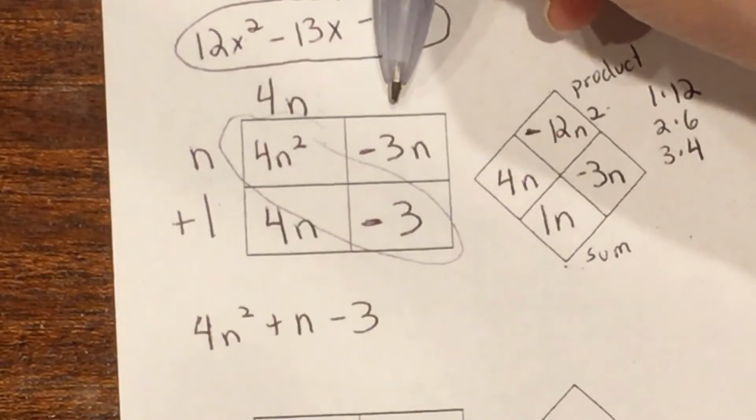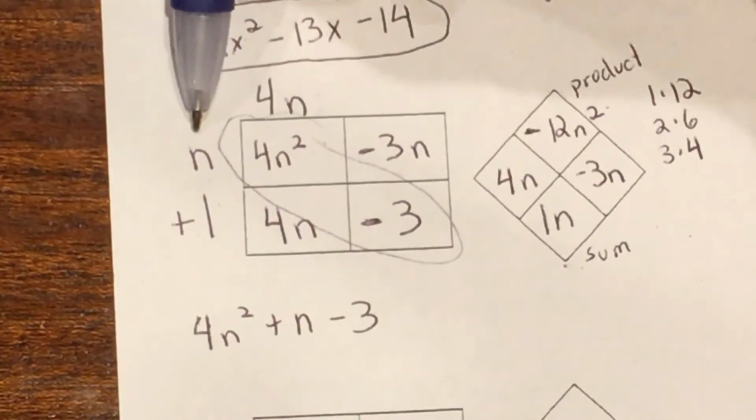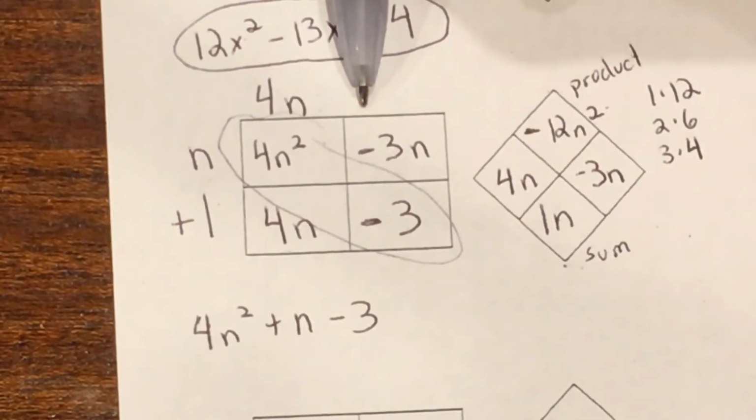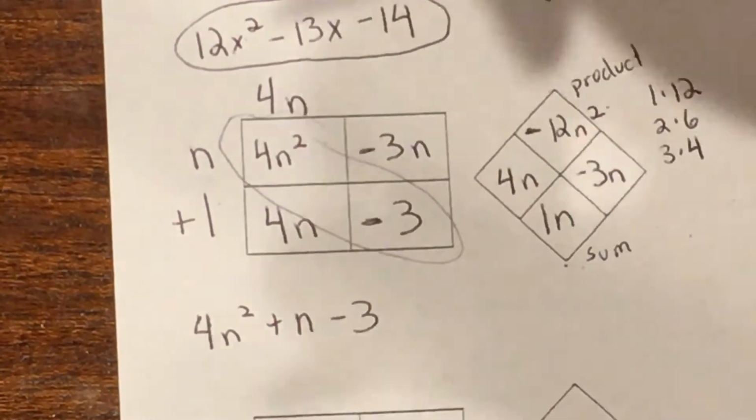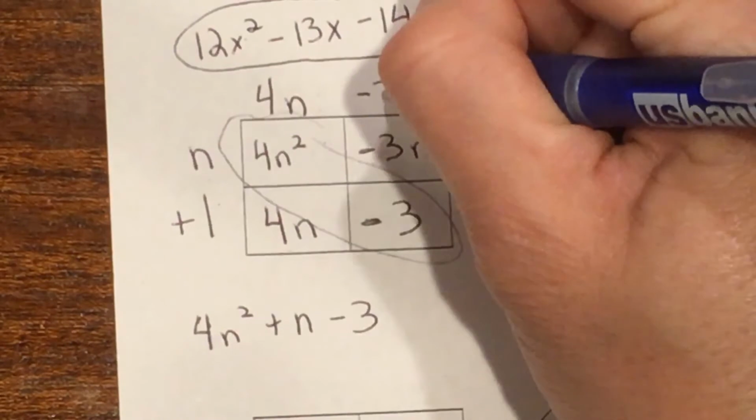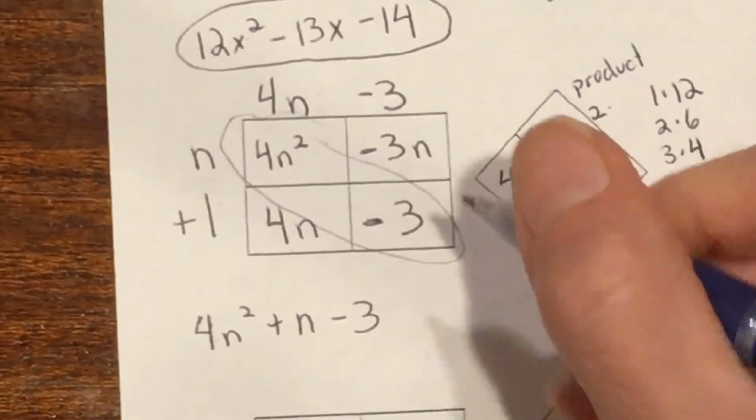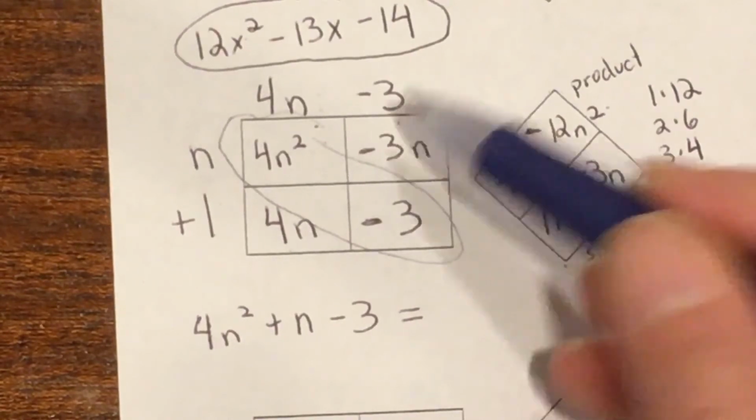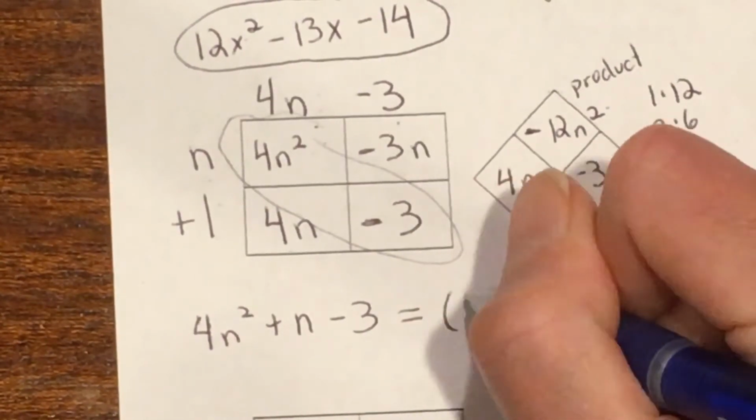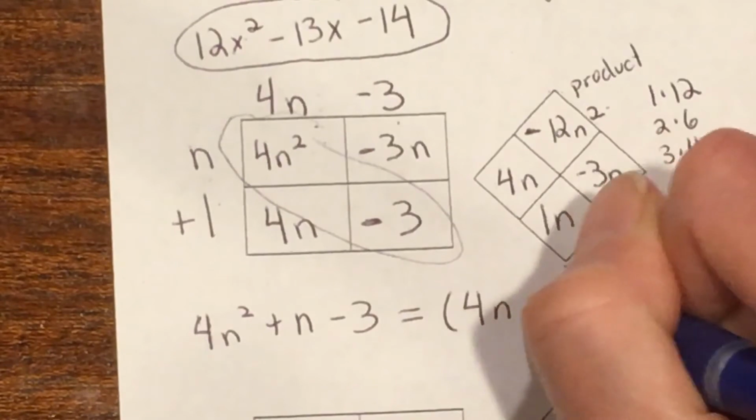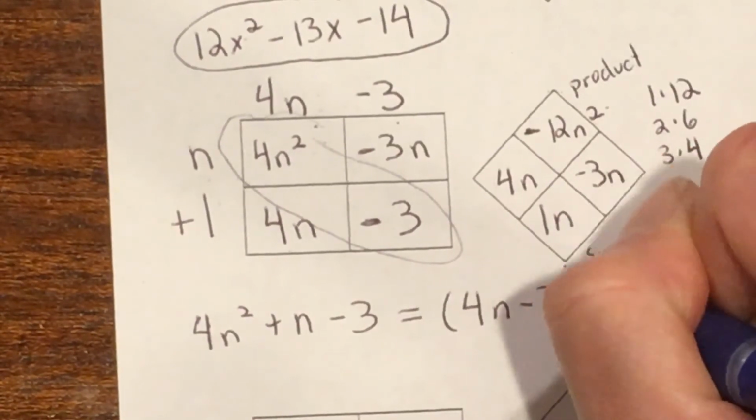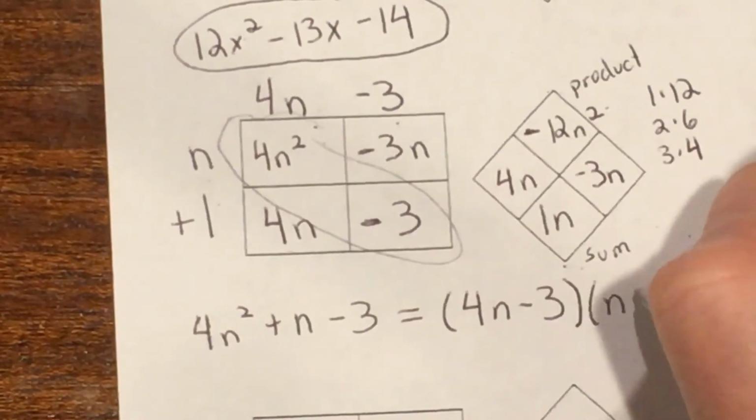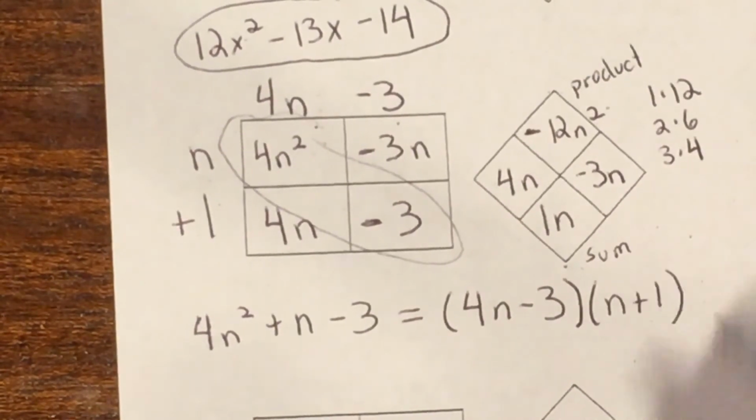Next, I'm going to look right here. Well, I've already got the width of my box is n. So what times n will give me negative 3n? Well, negative 3. So my final answer is each of these pieces written as a product. So in other words, going across the top, I have 4n minus 3, and I'm going to put that in parentheses to loop those together. And then going down the side, new parentheses, n plus 1.